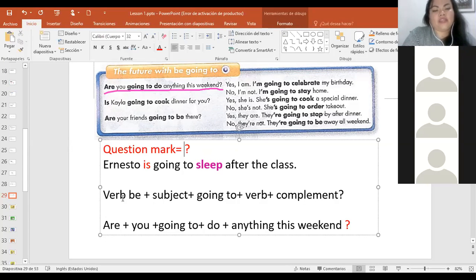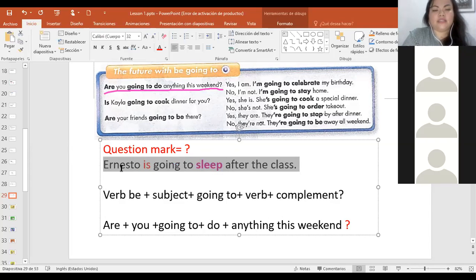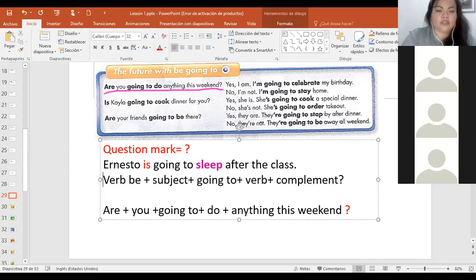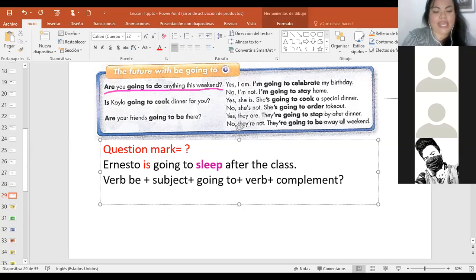So, if I have this formula, right? Verb be plus subject plus going to plus verb plus complement. I need to make this sentence a question. Vamos a hacer la oración de Ernesto y le vamos a hacer pregunta, right? Dígame ahí, en esa oración, ¿cuál es el verbo to be? Ernesto is going to sleep after class. Is. Very good. Okay. Is plus the subject. What is the subject? He. Ernesto.